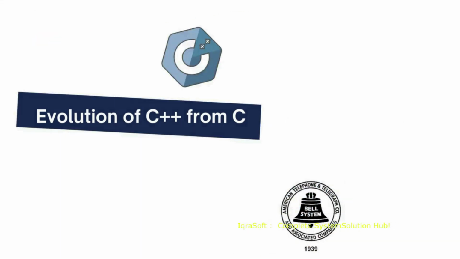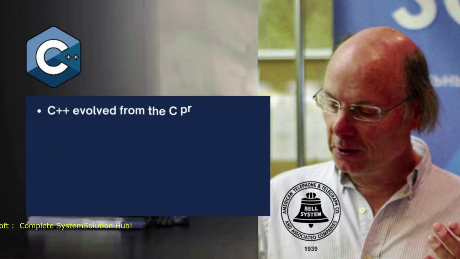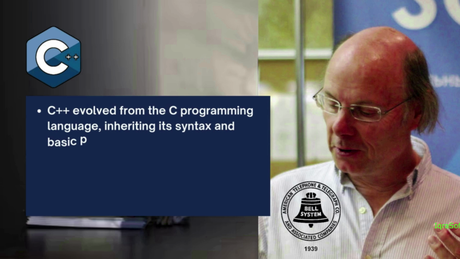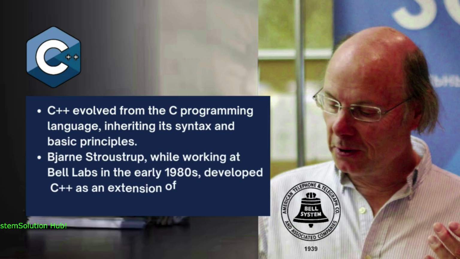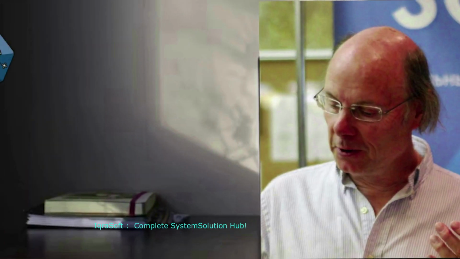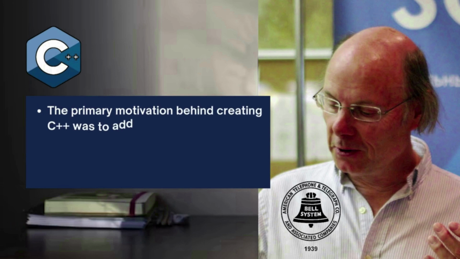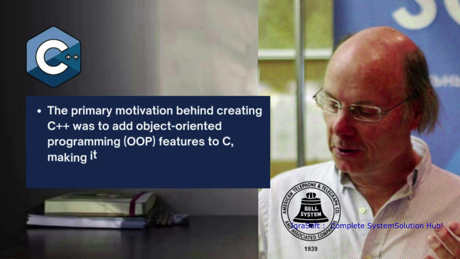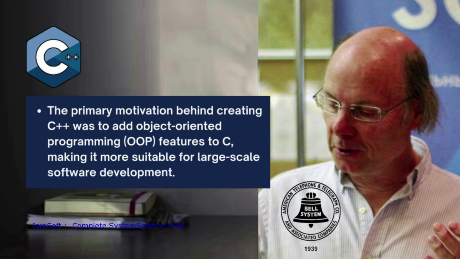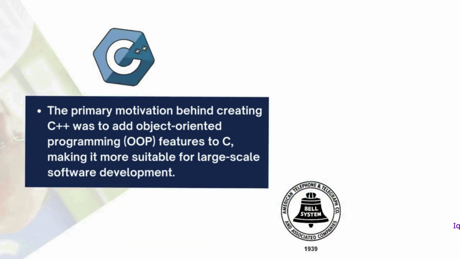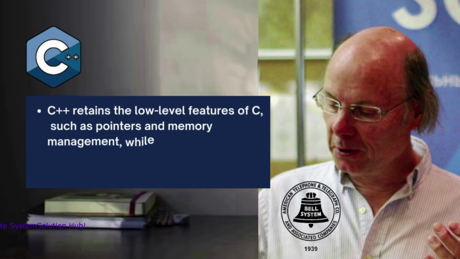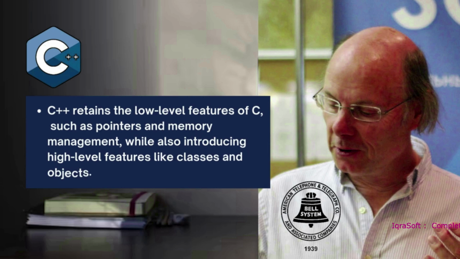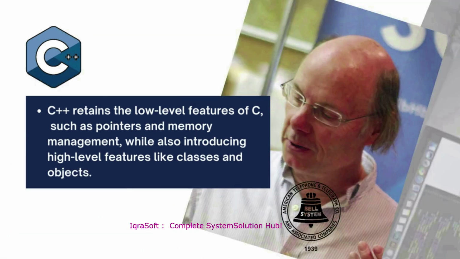Evolution of C++ from C. C++ evolved from the C programming language, inheriting its syntax and basic principles. Bjarne Stroustrup, while working at Bell Labs in the early 1980s, developed C++ as an extension of the C language. The primary motivation behind creating C++ was to add object-oriented programming (OOP) features to C, making it more suitable for large-scale software development. C++ retains the low-level features of C, such as pointers and memory management, while also introducing high-level features like classes and objects.